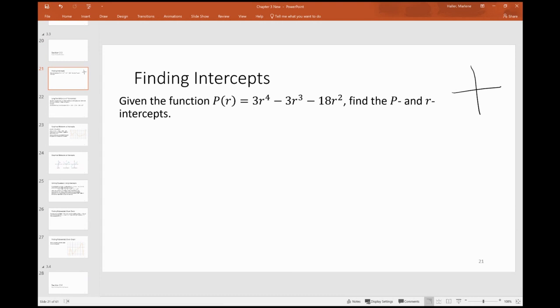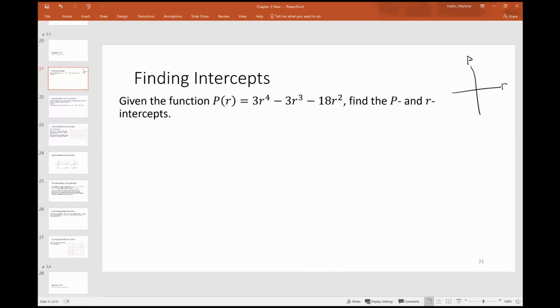Here we have this function p of r. That means the vertical axis is going to be p and the horizontal axis is going to be r, instead of x and y. And as you recall, all of the points on the vertical axis have an r value of 0, and all the points on the horizontal axis have a p value of 0.